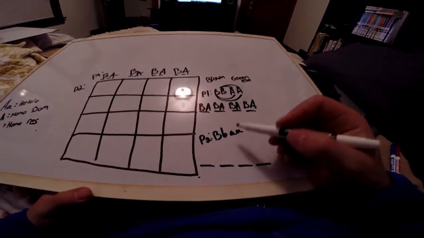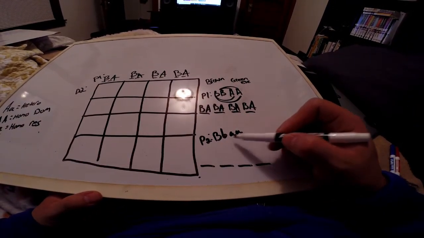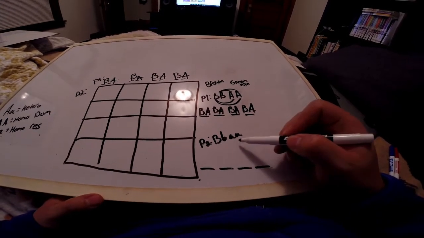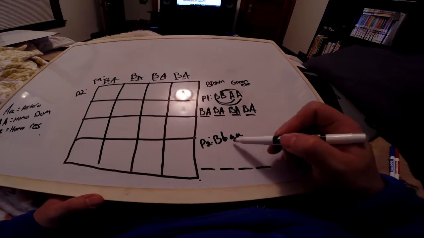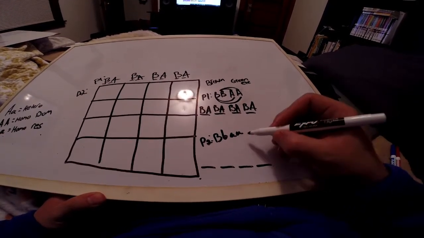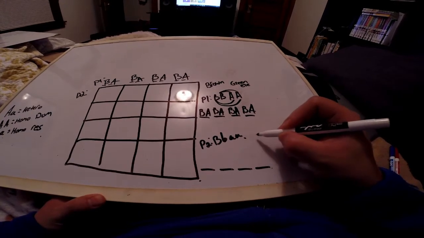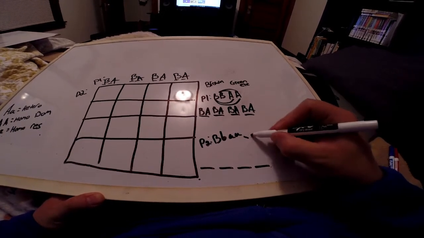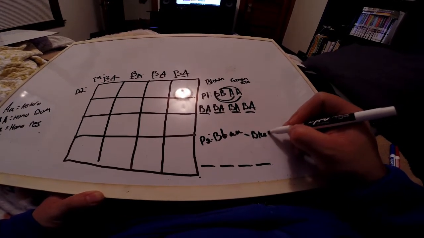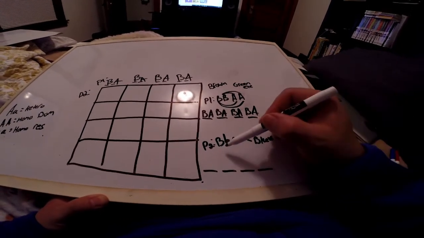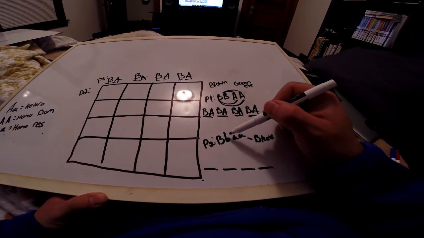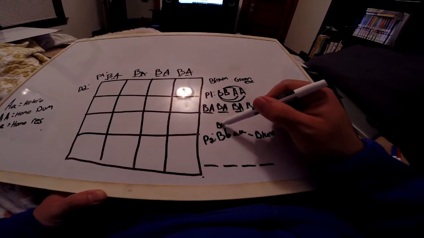Alright, so for parent 2, we have big B, little a. So it's heterozygous for brown hair, and homozygous recessive for the eyes. The recessive trait is going to be blue eyes, so little a is blue eyes. Because B is dominant, it shows up over the recessive one, so this is still going to be brown.